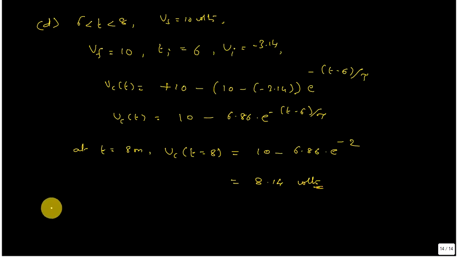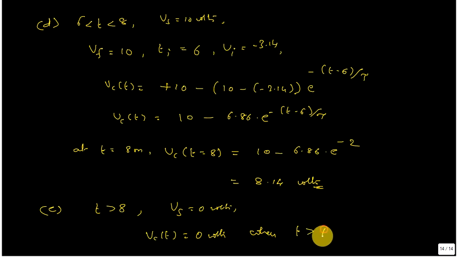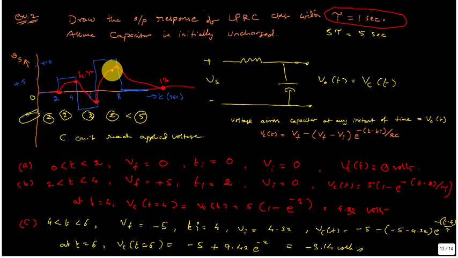Okay, and we know how to calculate case E because t is greater than 8. For t greater than 8, Vs is equal to 0 volts and we are applying it for an infinite amount of time. Vc(t) reaches 0 volts when time is greater than 13 seconds. No need to calculate below that. If it is asked, you can use the same equation and put in the time asked. Now you can draw these values. This is 8.14, and this is minus 3.14, like this.